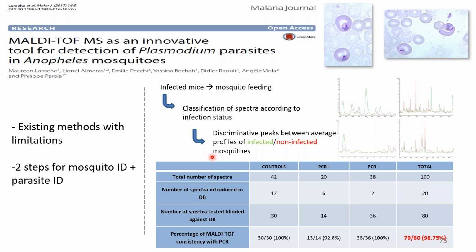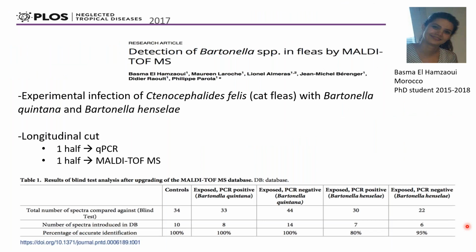So we built this whole experimental model with infected mice, and we fed mosquitoes on those mice when they presented gametocytes. That you can see here, those gametocytes are the infecting form of the parasite for the mosquito. We classified the obtained spectra from mosquitoes according to infection status, and we did some molecular biology to confirm the infection status. What you can see here is that if we superimpose the average spectrum of infected versus non-infected, you have several distinguishing peaks that reflected really well in the blind test, because we were able to identify more than 98% of the samples according to their infection status. So we kept going, and we also did that on fleas.